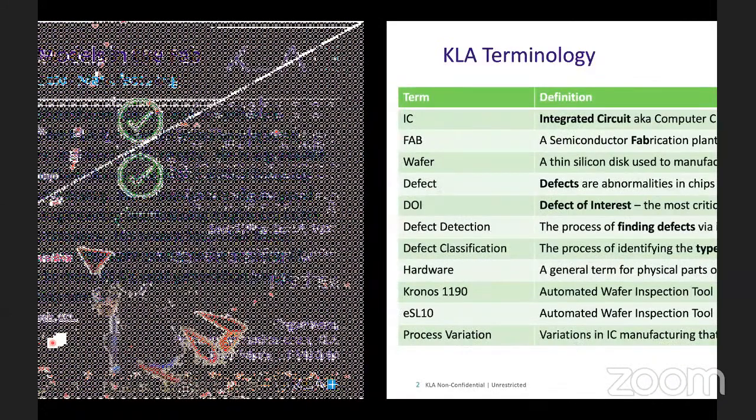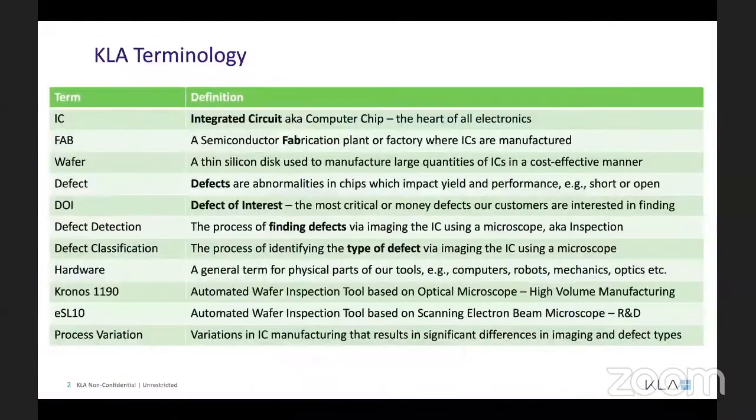Defects are just abnormalities in these chips when they're being produced, abnormalities that will cause them to fail. Yield is just a measure of how many chips on the wafer can be sold versus ones that had to be thrown away. And the defects can be of various different types. Good examples are shorts and opens, because with a general understanding of electronics, you know what those are. But there are many other types of defects that we're not going to go into in this talk.